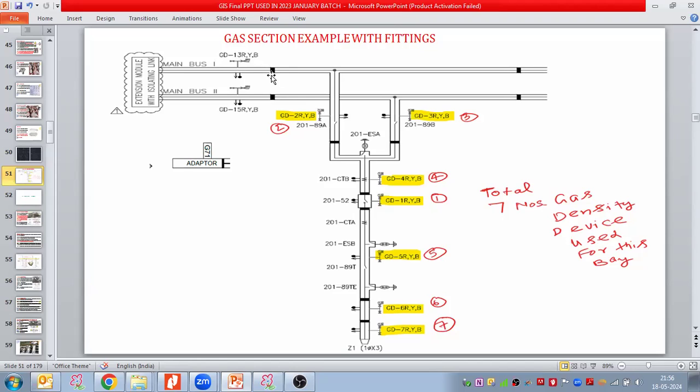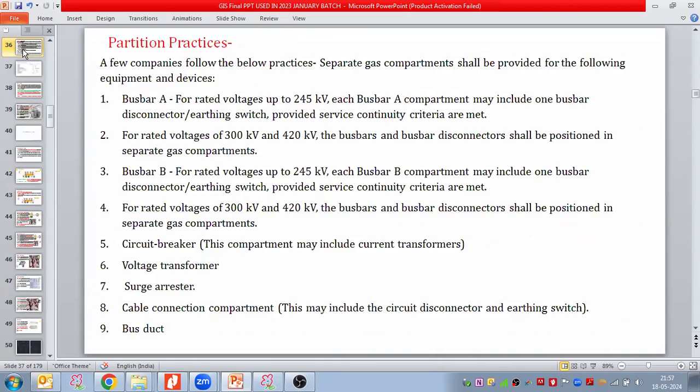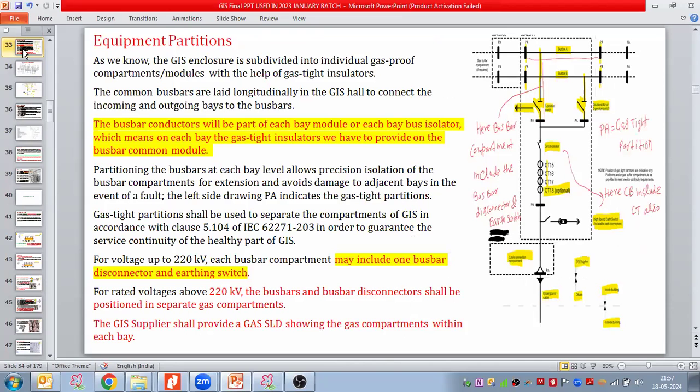If you see here, one insulator here, one insulator here, one insulator here, one insulator here. And here we have the common bus bar. In the common bus bar, we have taken the bus disconnectors here, and then we put the insulator here. It means the bus bar and bus disconnector are common. In order to review this gas SLD, as a design engineer, I am discussing this partition concept: the bus bar conductors will be part of each bay module or each bay bus isolator.